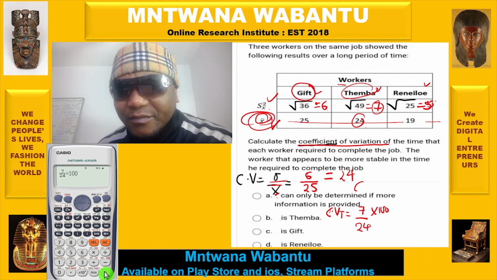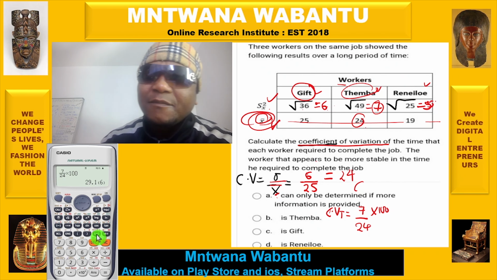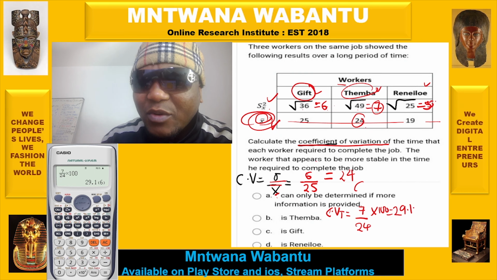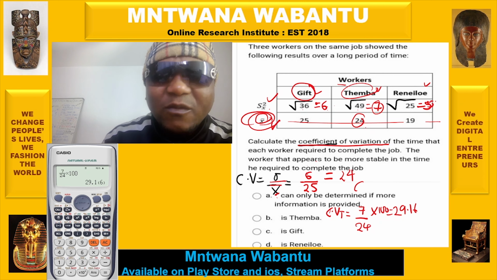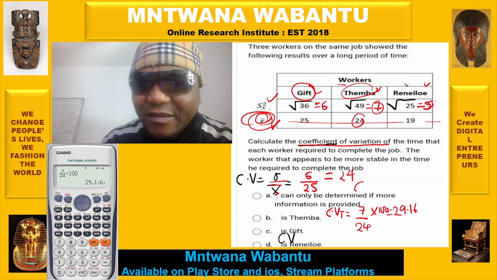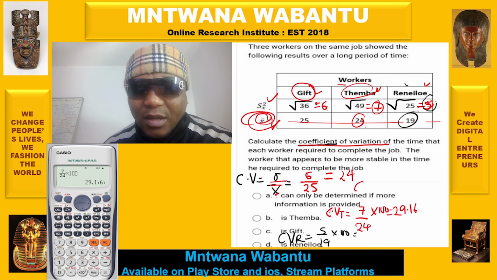The answer is going to be, okay, let's press SD. So the answer is 175 over 6, and then pressing SD is going to put it in decimal. So 29.16. So I'm going to say this equals 29.16. Now we want to get the coefficient of variation of the last one, which is Renoy. So we take our standard deviation, which is 5, and then over our mean, which is 19. But remember to multiply by 100. Okay, come right here.